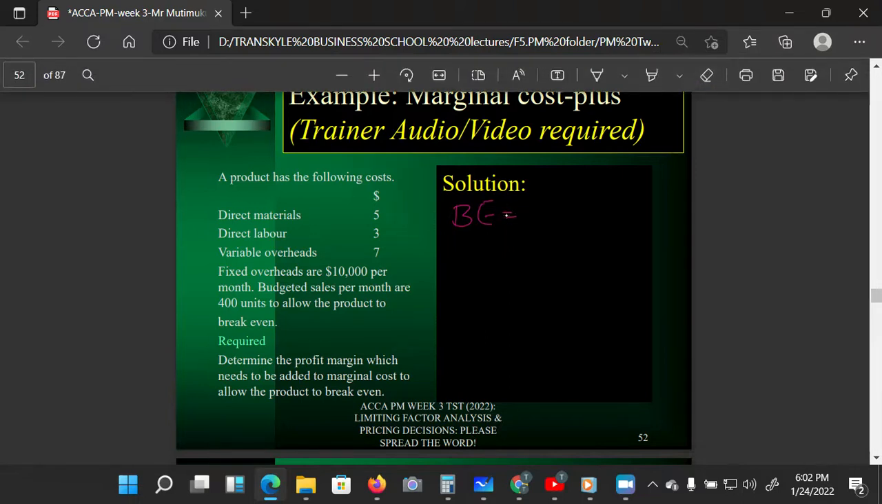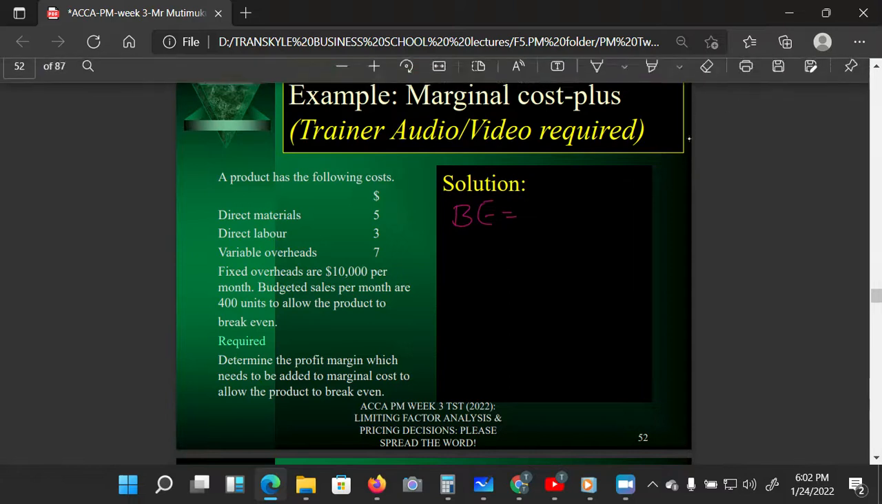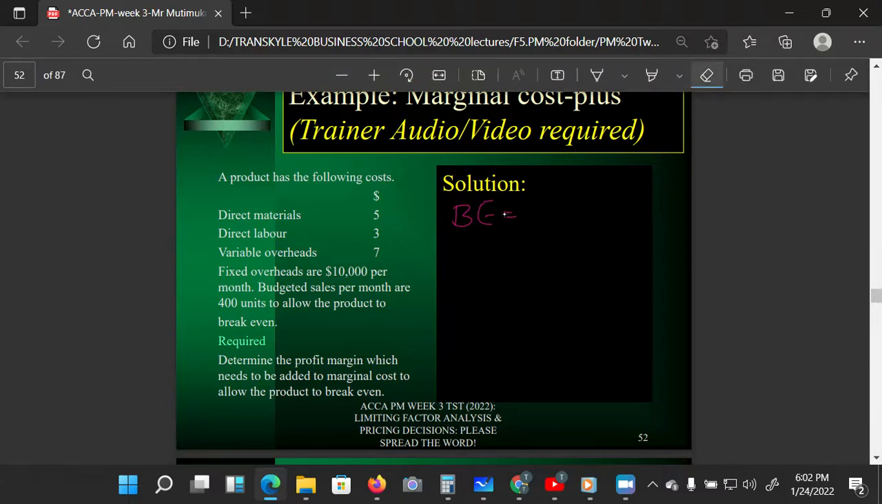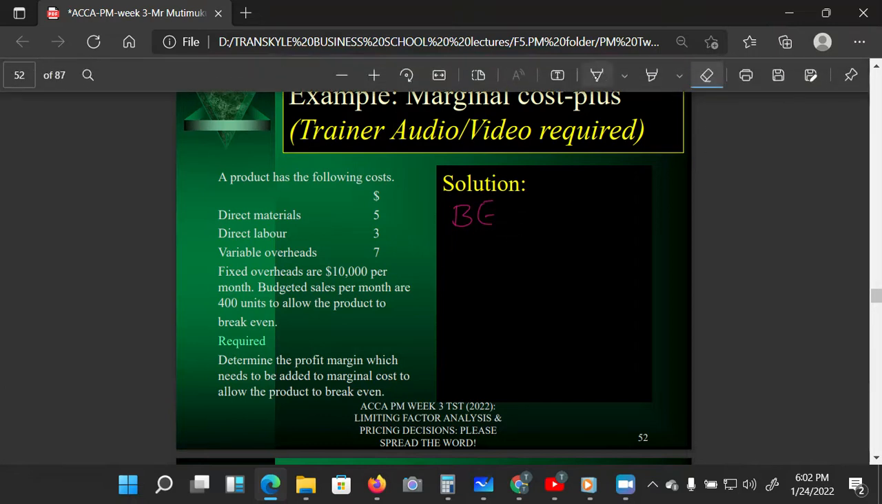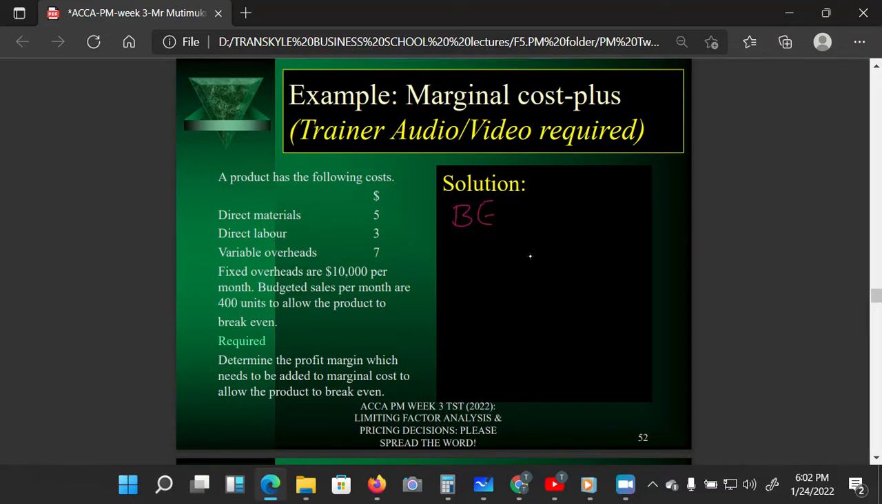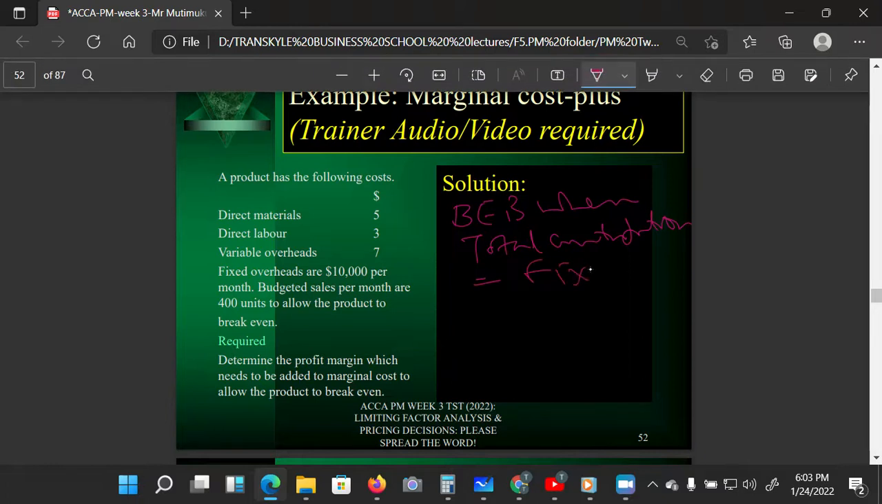Break even is the point where we do not have a loss or a profit. That's the point where we are not experiencing a loss or a profit. So this is when total contribution is equal to fixed costs.